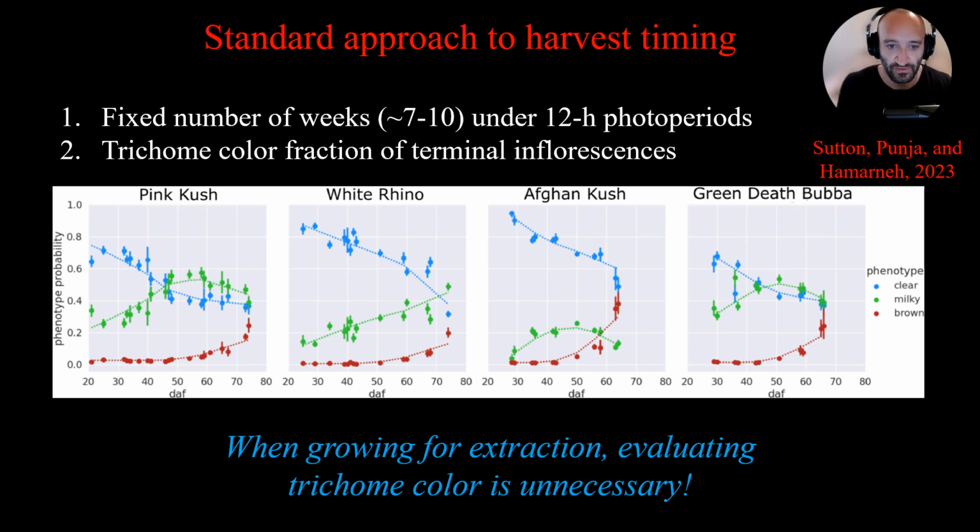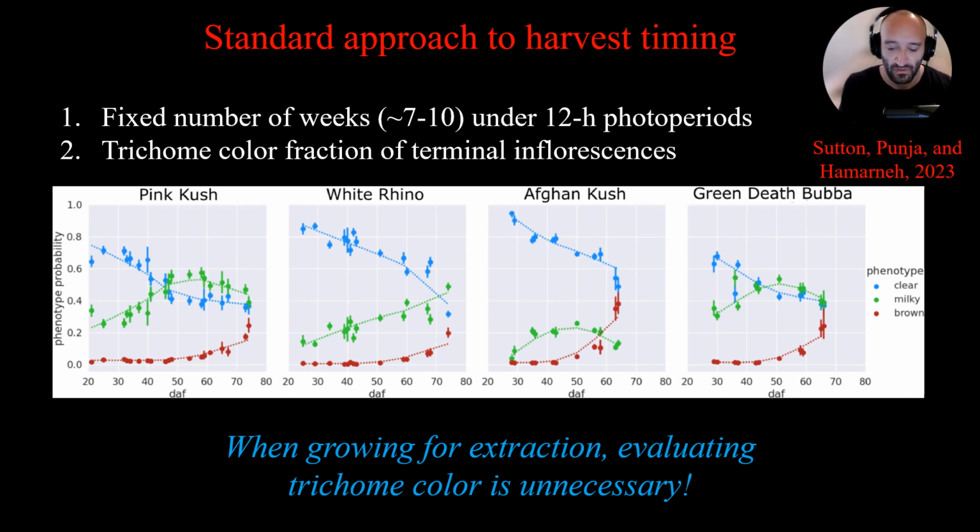So right now, there's really two main methods that are used for determining when plants get harvested. Number one is that there's a fixed number of weeks that the plants will be grown for. Let's just say it's an 8-week crop. Well, on day 56, they go into their facility and chop all the plants down. That one's just a very cut and dry approach, whereas the other approach is evaluating the trichome color fraction on the terminal flowers.